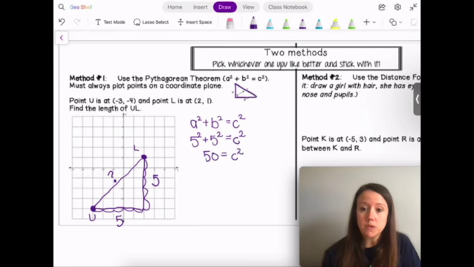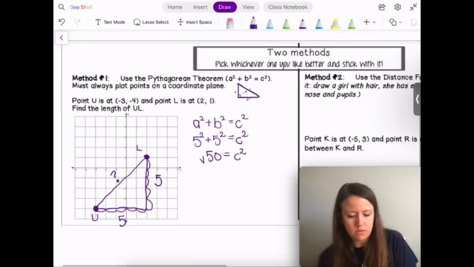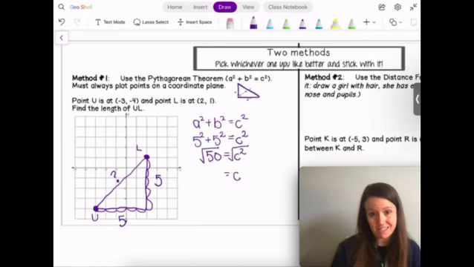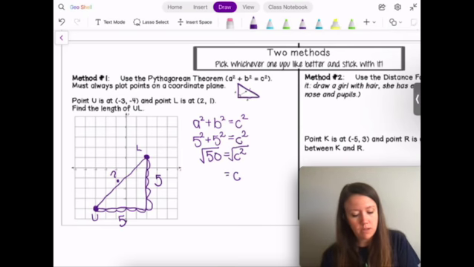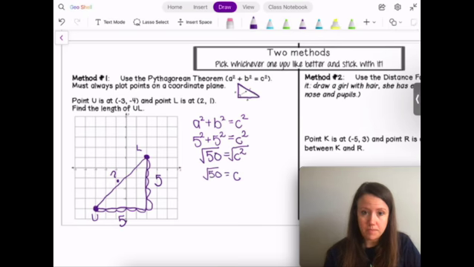So if 50 equals c squared, to do the inverse of squared, we do square root. So why do I do the inverse? Is because I want c by itself. Okay? So that is square root of 50.